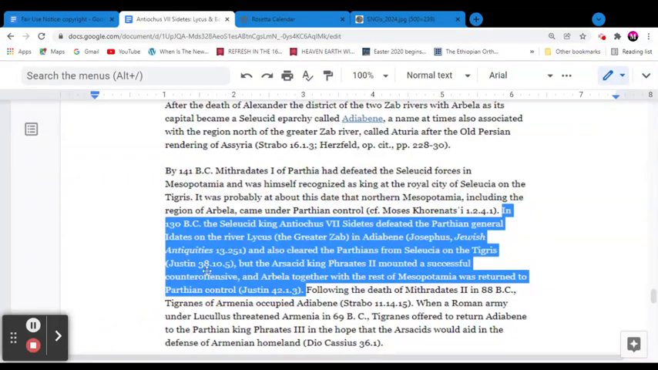Parthians from Seleucia on the Tigris. So he also took care of those Parthians who were at these Seleucias on the Tigris. Okay. But the Arsacid king Phraates II, remember we talked about him, he was the one in power before Antiochus VII came on, mounted a successful counter-offensive, excuse my tongue, y'all, and Arbela, together with the rest of Mesopotamia, was returned to Parthian control. And they also quoted from Justin. That's the same one that you see in that book that we went into.